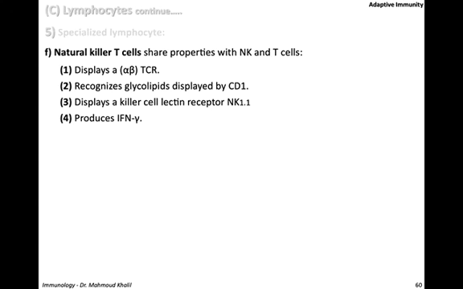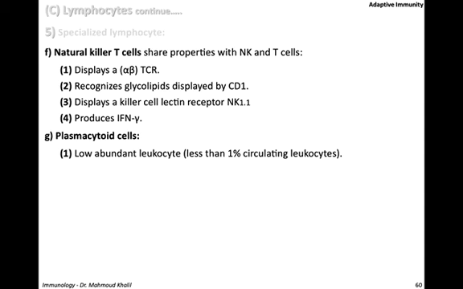For the natural killer T cell, which is not the NK cell, it actually shares properties with NK and T cells. They display alpha beta TCR. They can recognize glycolipid displayed by CD1. They display a killer cell lectin receptor, which is called NK1.1. They can produce interferon gamma.